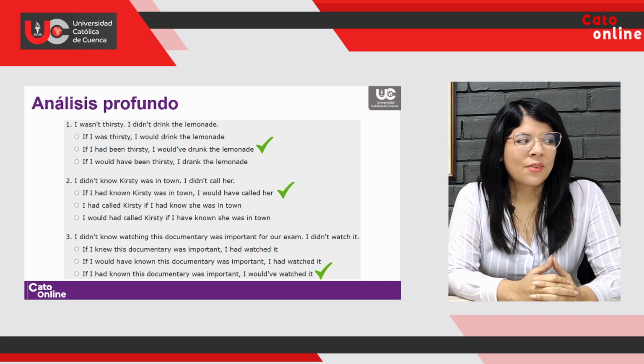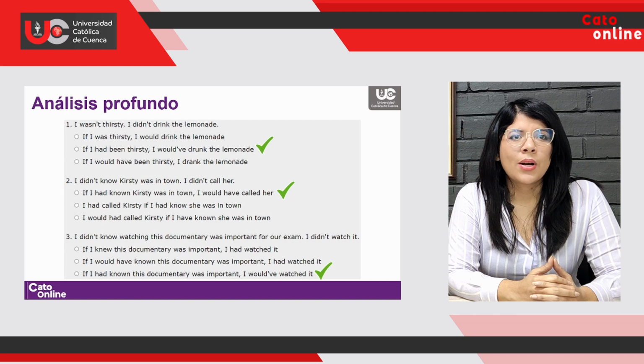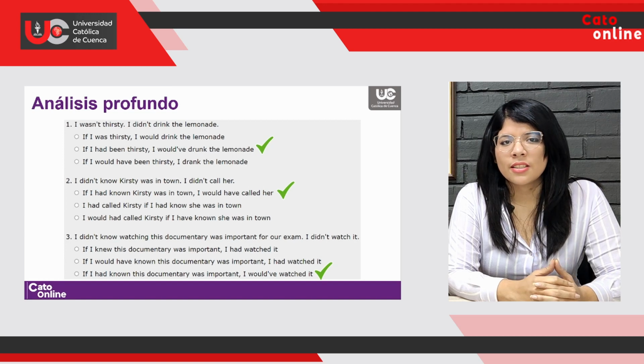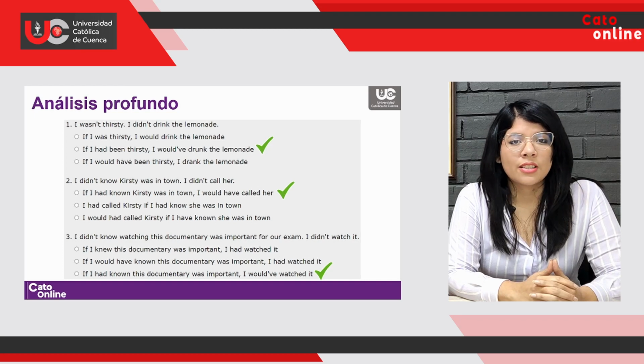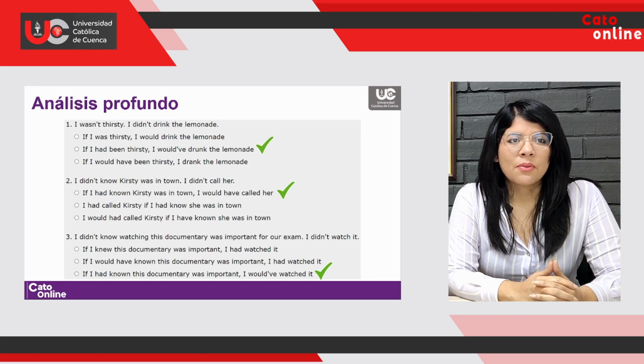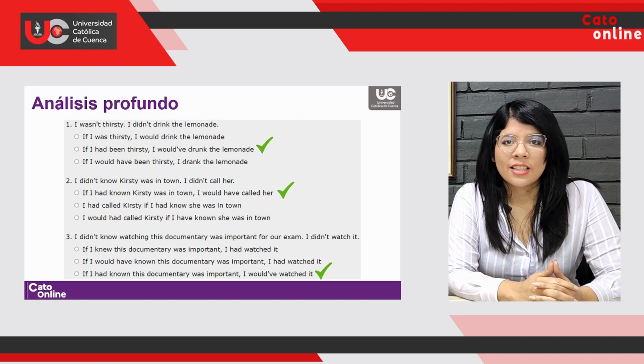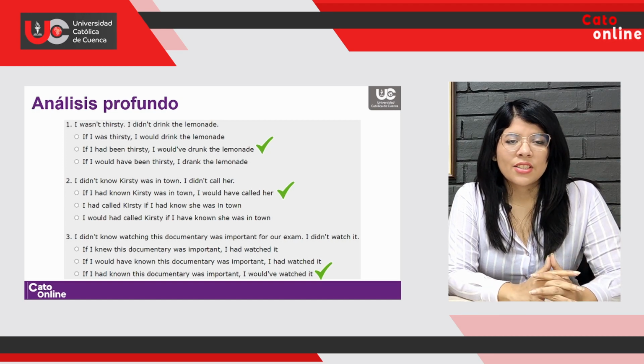Okay, and finally, we're going to have, I didn't know watching this documentary was important for our exam. I didn't watch it. Remember, that is what really happened in reality. And now we need to imagine something different and then also guess the outcome to that different situation. In this case, we have, if I had known this documentary was important, I would have watched it. All right. These are the correct answers. If you got them all right, then that's perfect.